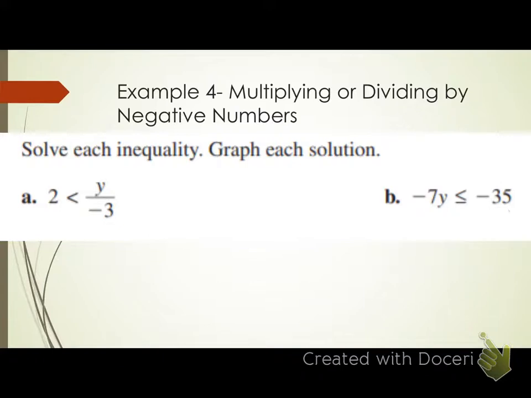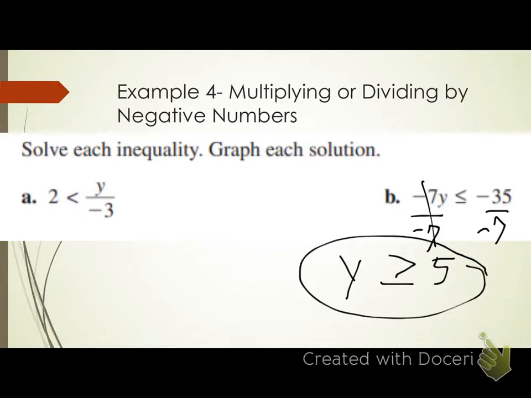Letter B. Raise your hand if you can help me solve letter B. Someone who I haven't heard from today. Not quite. Divide both sides by negative 7. Negative 35 divided by negative 7. Does my inequality symbol flip or stay the same? Flips, because I divided both sides by a negative 7. So here's my solution: all the numbers that are greater than or equal to 5.